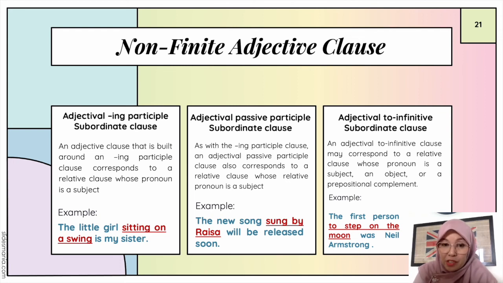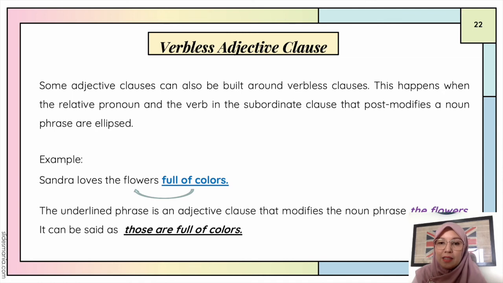Okay, that's the explanation about the finite adjective clauses and the non-finite adjective clauses. Some adjective clauses can also be built around verbless clauses. This usually happens when the relative pronoun and the verb in the subordinate clause that post-modifies a noun phrase are ellipsed, like in the sentence, Sandra loves the flowers full of colors. The underlined phrase is an adjective clause that modifies the noun phrase, the flowers. It can be said as those are full of colors.